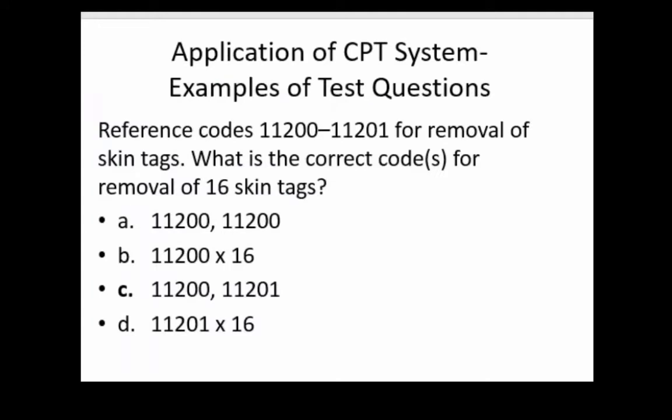Now I want to look at some examples of test questions so that you know the types of questions you're going to see on exams and the types of questions that you might see on a national exam if you're taking the RHIT exam or one of the coding exams in your future. This particular question talks about codes 11200 through 11201, which are removal of skin tags, and is asking what's the correct code for the removal of 16 skin tags. So let's go to the code book and look at that.